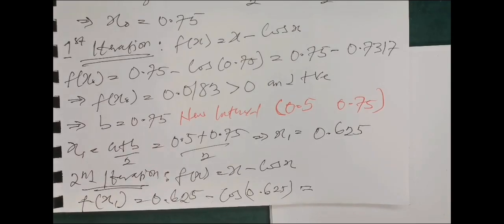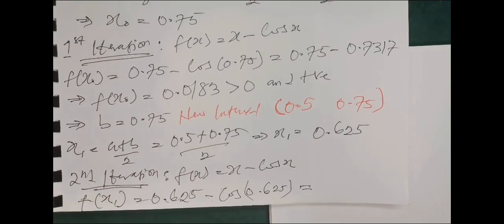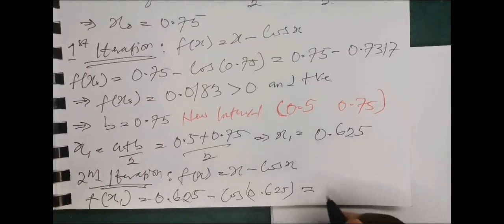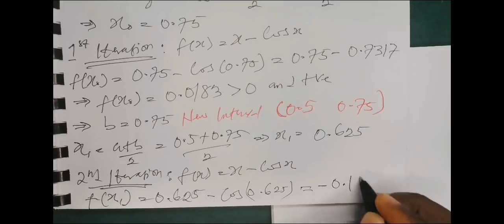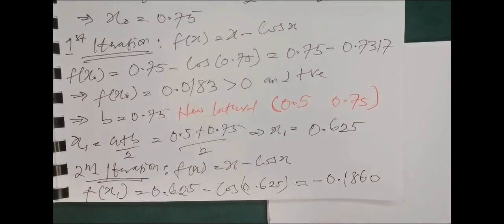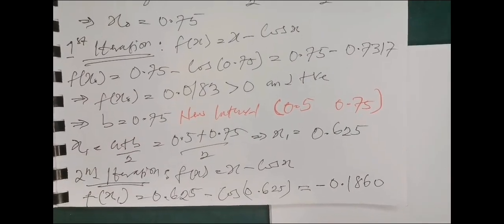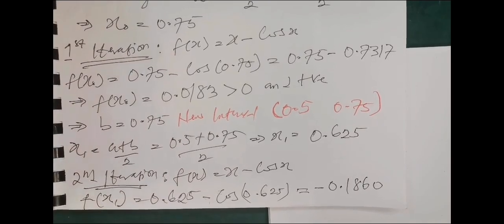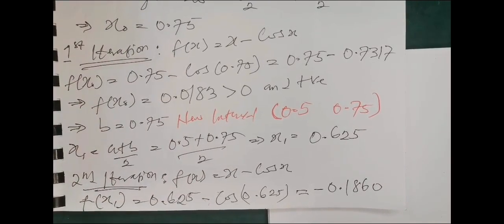Okay, so you have 0.625 minus cos 0.625, so that gives us negative 0.1860. Again, this value is negative and it is less than 0. So since this value is negative, remember, whenever a value is put into the function and it gives a negative result, it means that value will be called a.